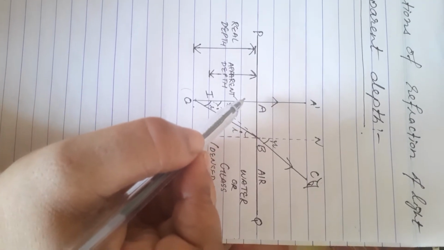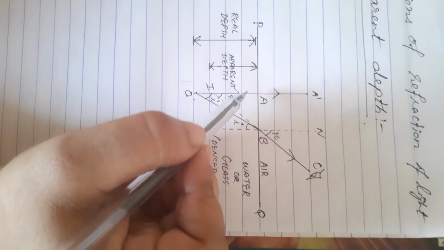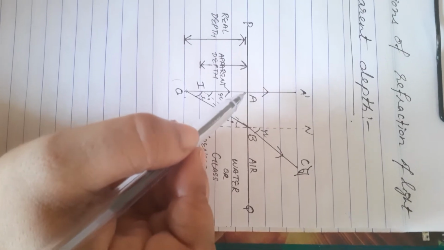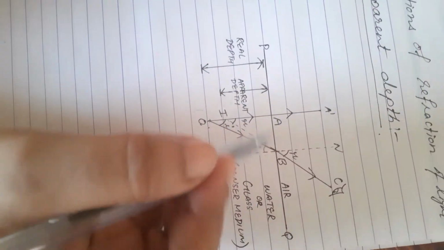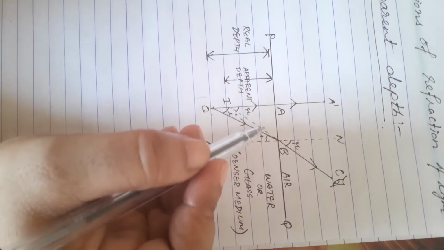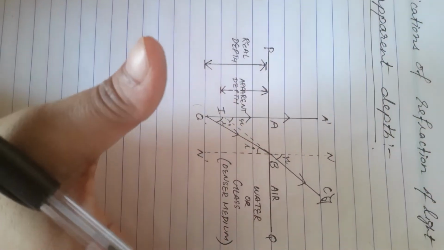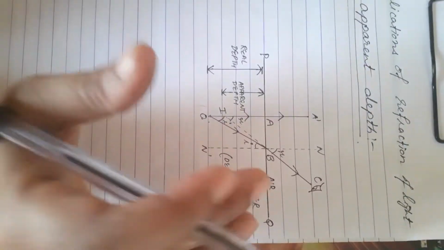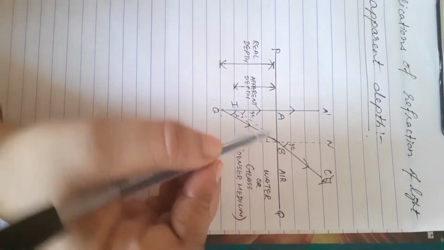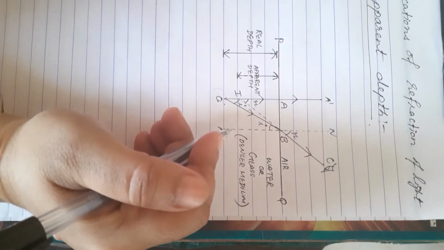So many examples you can take from your daily life, like you are going to a pond, there are so many fishes you are seeing, and you will try to catch them. You are thinking they are near the surface only, but actually they are not there, they are at the depth.